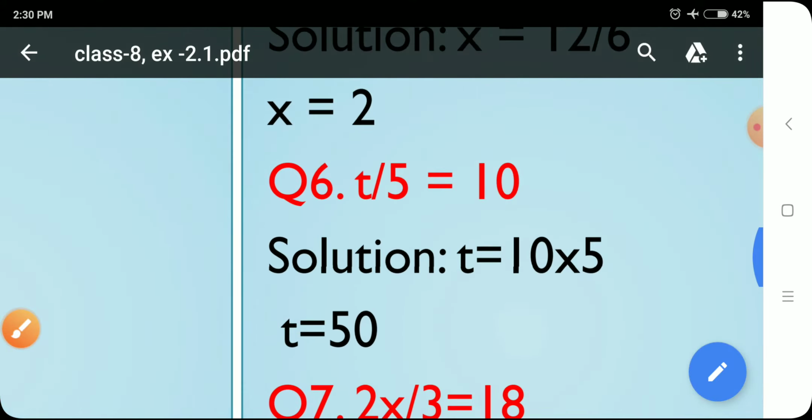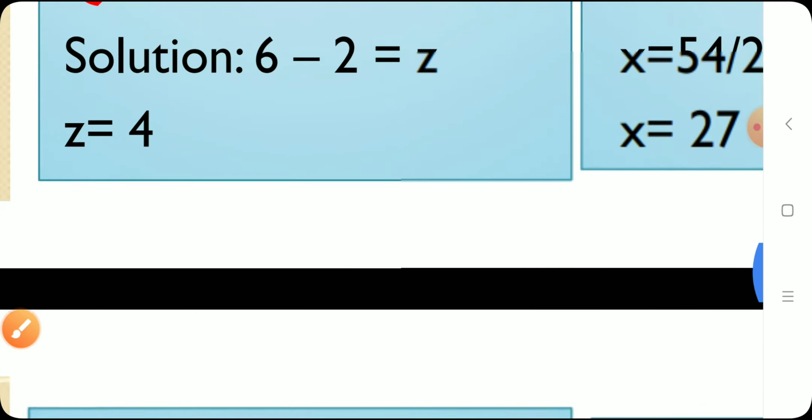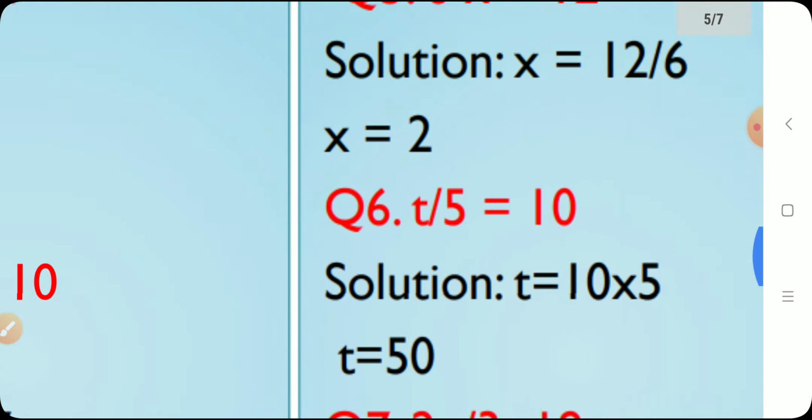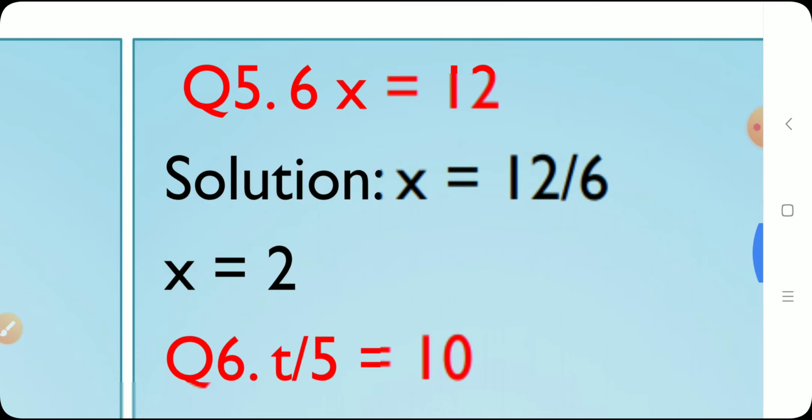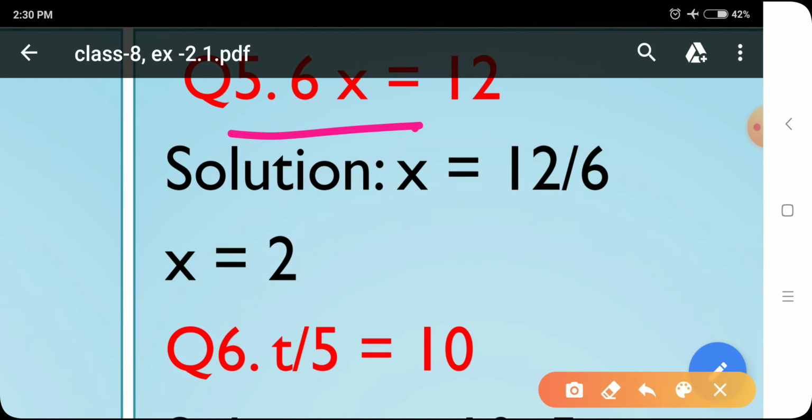Question number 4 we will do in the last. Question number 5, see, 6x is equal to 12. You have to find out the value of x.